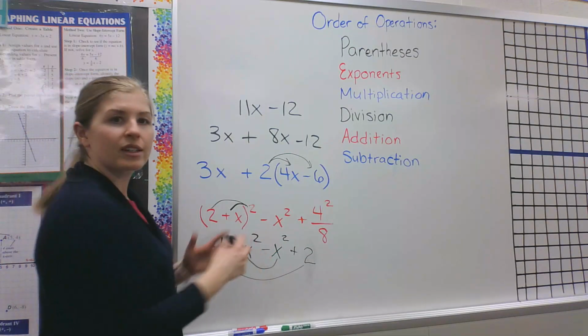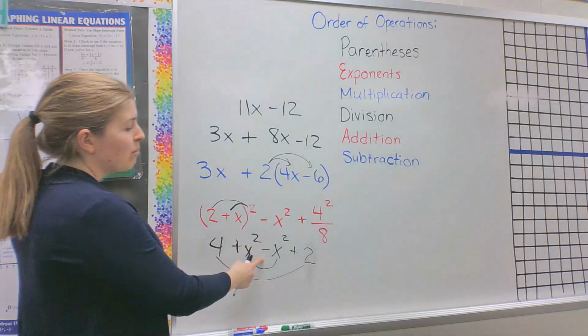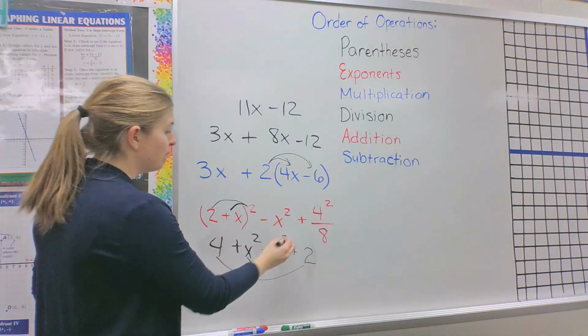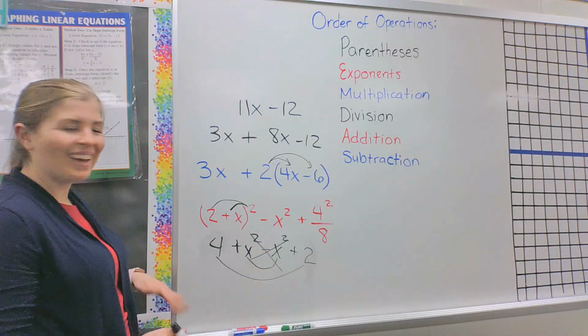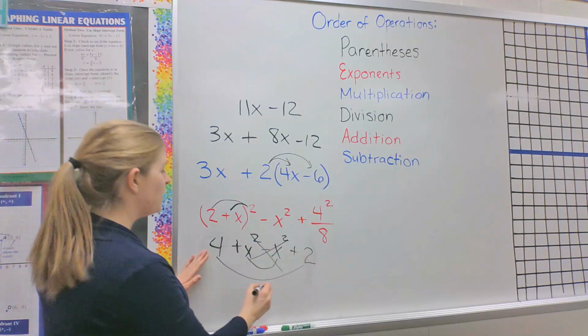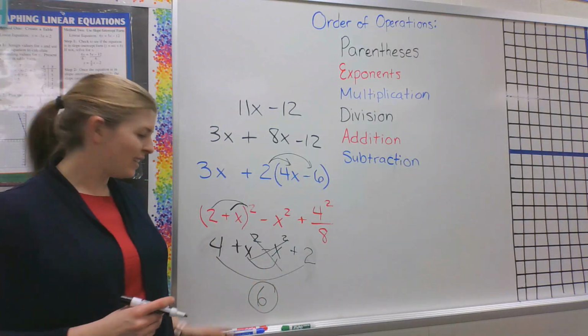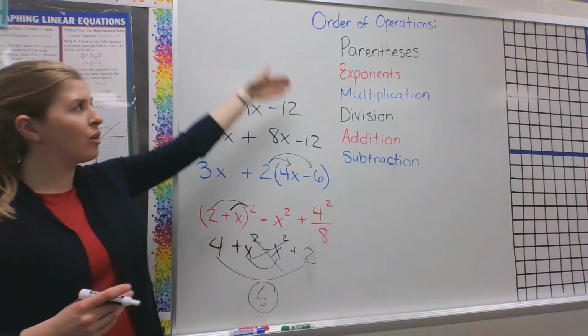So 1x squared, because there's this invisible 1, whenever there's no number, it's just a 1. 1x squared minus 1x squared would mean they're canceled out. And then 4 plus 2, because we always take the sign in front of the number, would simplify to 6. So this whole expression simplifies down to 6, if we're using the order of operations.